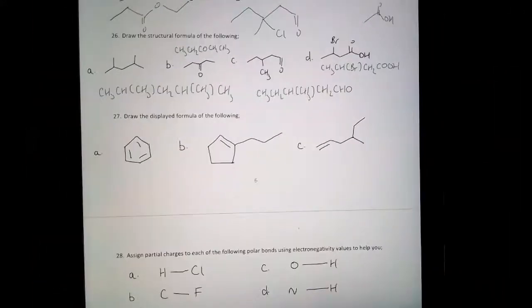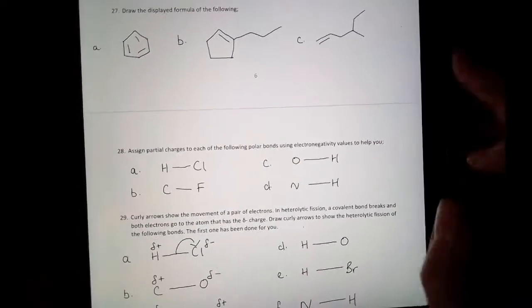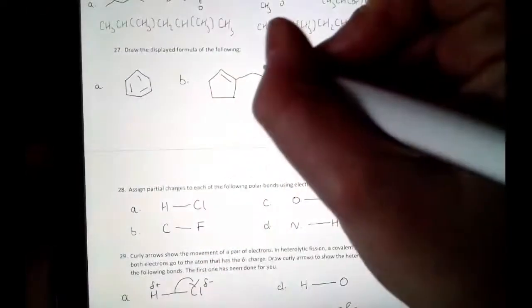Again, there's no other way to write that. It has to be COOH at the end. The next bit, draw the displayed formula of the following. I mean, displayed is a pain. If you're writing displayed, you have to show every atom and every bond.